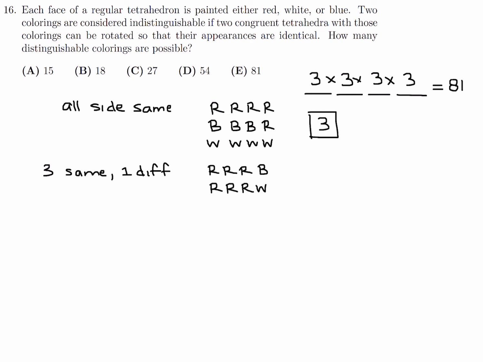That would work. And remember, I'm looking for distinguishable, so I don't need to include something like this, red, red, blue, red, because this is indistinguishable to that. You see what I mean? Because it can be rotated exactly the way the question is talking about. So we want unique possibilities, combinations. The next one is if you have 3 blue, and then the last one could be either red or white.